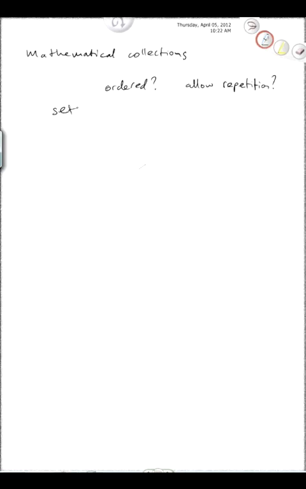So the most common mathematical collection that you're probably all familiar with is a set. A set is not ordered and it does not allow repetition. What I mean by this is that if we have the set AB, that's exactly equal to the set BA. In other words, the order here didn't matter. Just because A came first and then B, that doesn't matter. I could just write it as B first and then A.